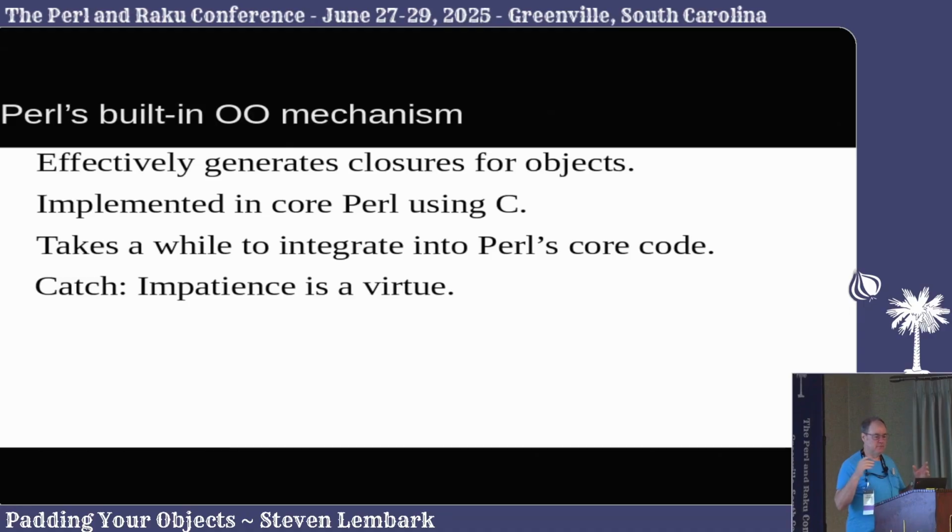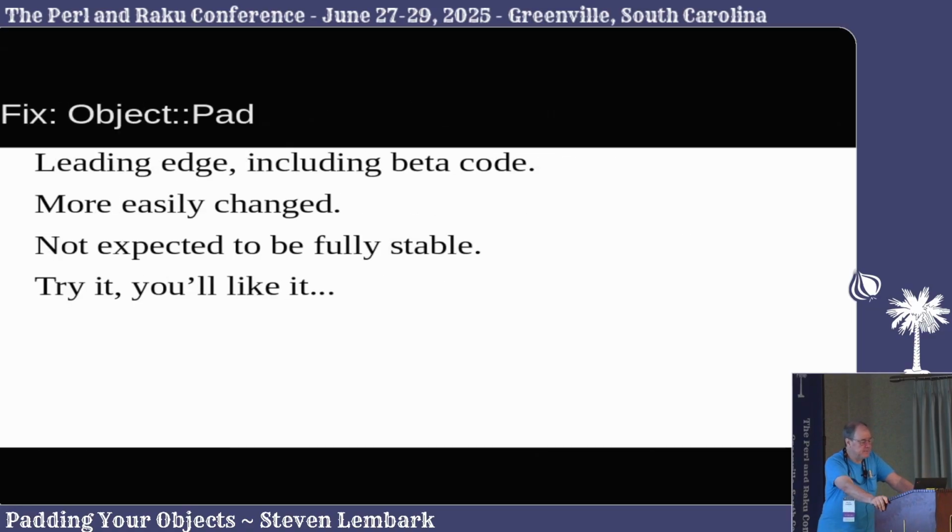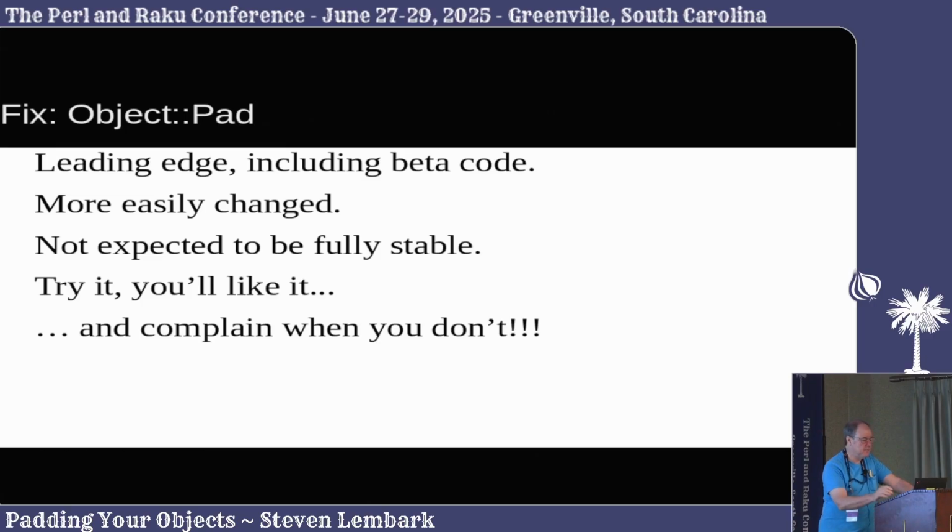The catch is that integrating all this into Perl's C source code is messy, as you can imagine. So, given that impatience is a virtue, Paul Evans created Object::Pad. And this is basically permanently beta code. This is the bleeding edge of what should eventually become the guts of Perl 5's object model, but let's try it first. So this gives everyone a chance to make mistakes.